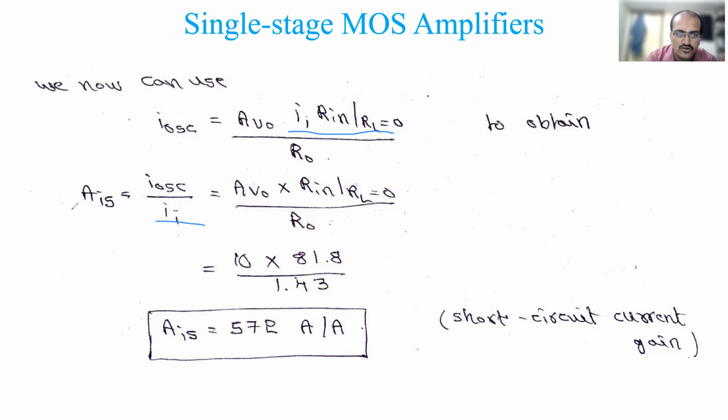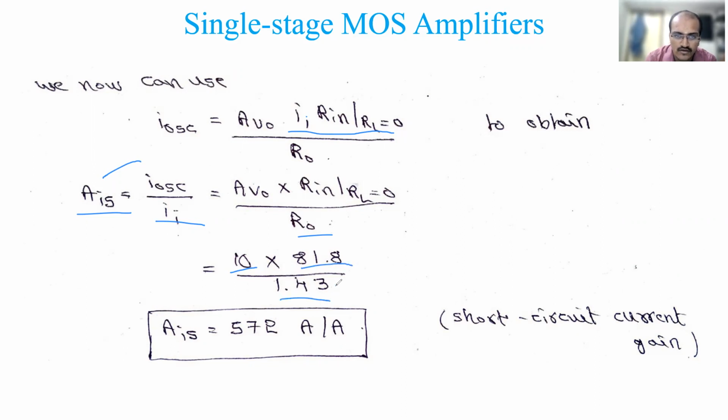So it is called the short circuit current gain, AIS. This relationship was not directly available. That's why it is derived like this. It is given as AV naught times Rin when RL is equal to 0, divided by R naught. So just substitute all the values. AV naught is 10, which we calculated at the very first. Rin when RL equal to 0, just now calculated, is 81.8 kilo ohm. RO is 1.43 kilo ohm.